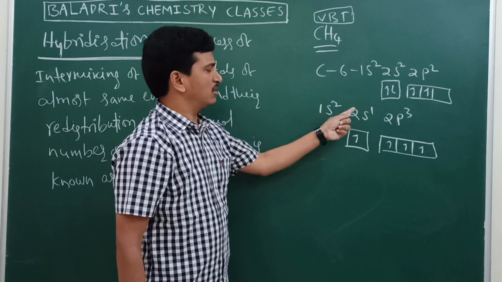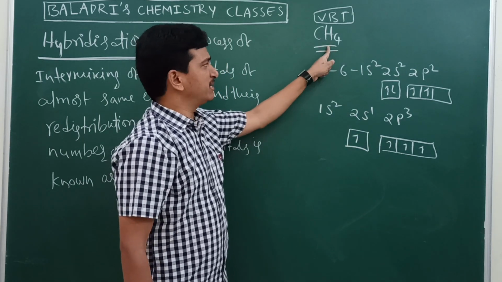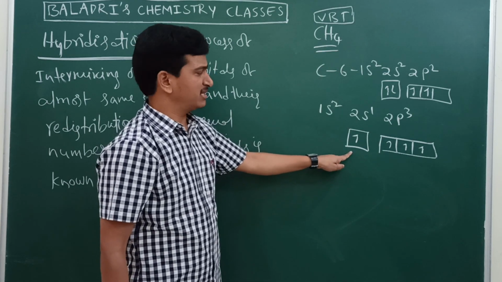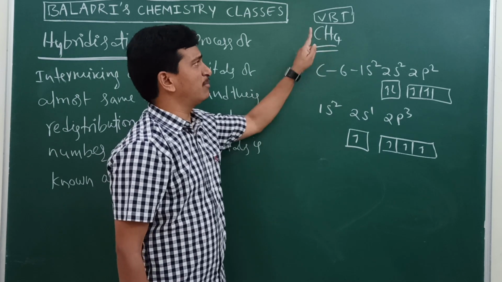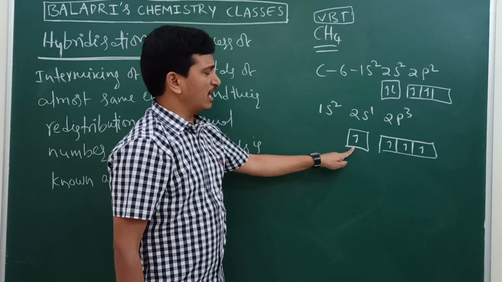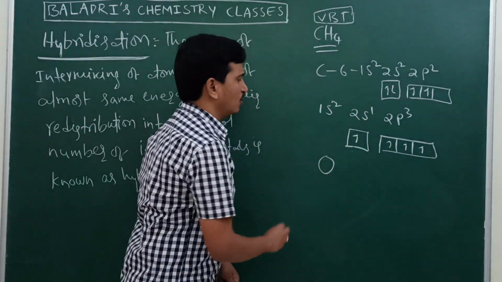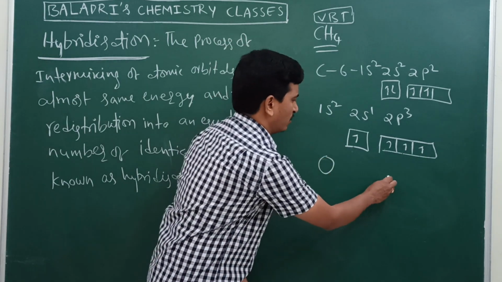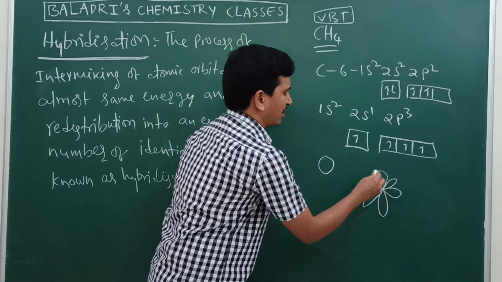4. Now this carbon can form 4 bonds. This methane molecule is formed in what? The first excited state. Now according to valence bond theory, carbon has 1 unpaired electron in the s orbital. The remaining unpaired electrons are present in the 3 p orbitals. Let us take this as px and py, and this is the pz orbital.